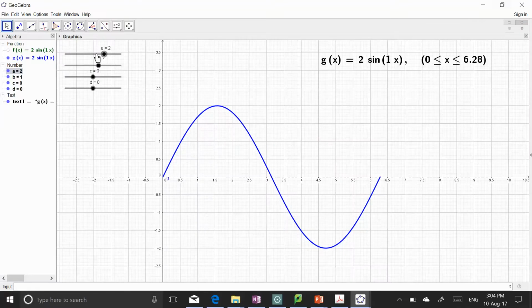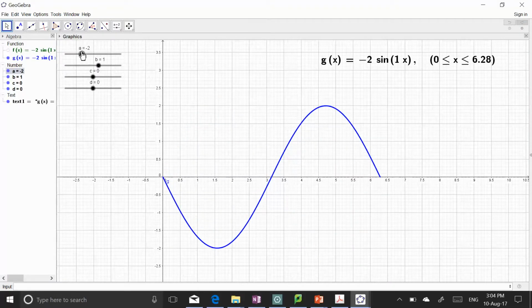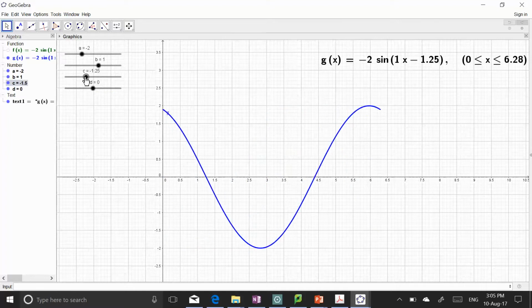Reflection in the x-axis. So if I change that to a negative 2, it's just a reflection. You're just flipping it. All the positive values become negative. All the negatives become positive. That's why there's a negative 2 there. But it's still an amplitude. From here to here is still 2. You stretched it vertically. And then finally, C and B just move it left and right.